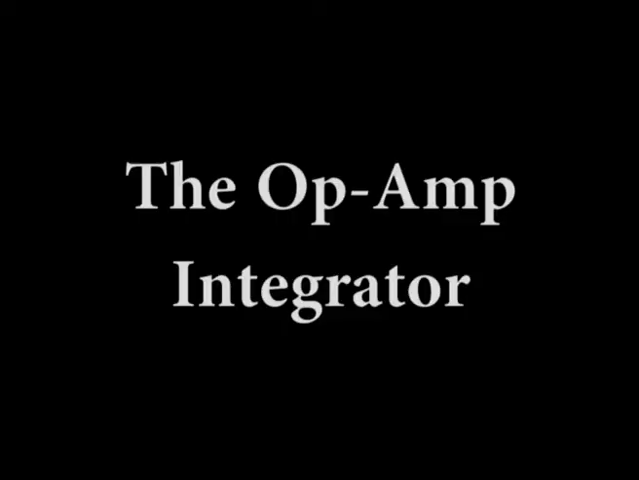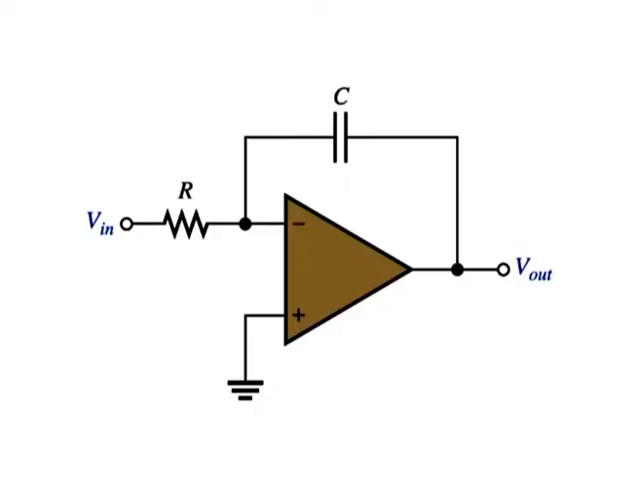The op-amp integrator. The ideal integrator is shown in the figure here. Notice that the feedback element is a capacitor that forms an RC circuit with the input resistor. To understand how an integrator works, it is important to review how a capacitor charges.